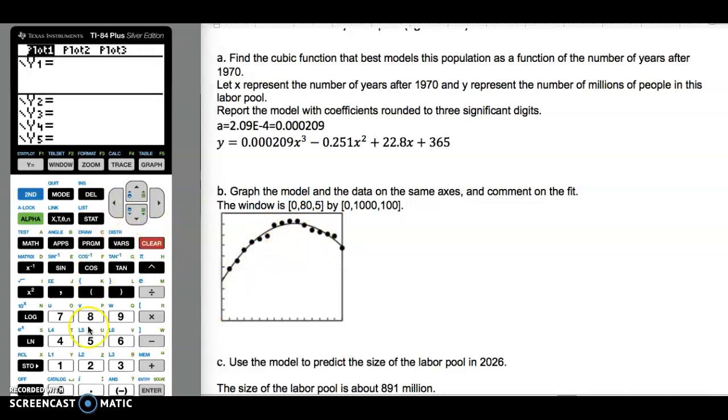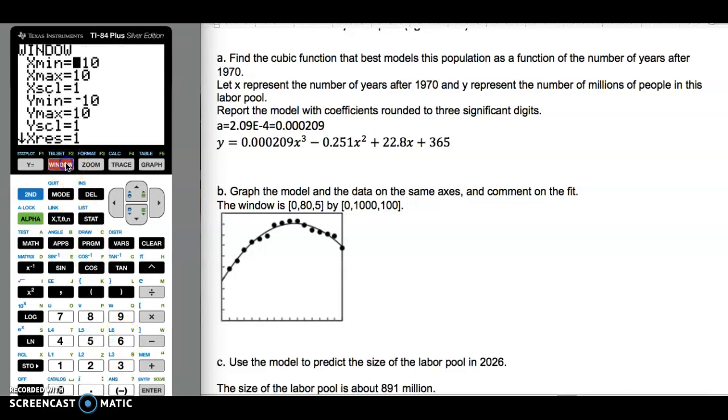And now we're going to enter the equation so it can graph the model for us. So x raised to the third power minus 0.251 x raised to the second power plus 22.8x plus 365. Okay, and then of course you have to change your window settings to what they want.